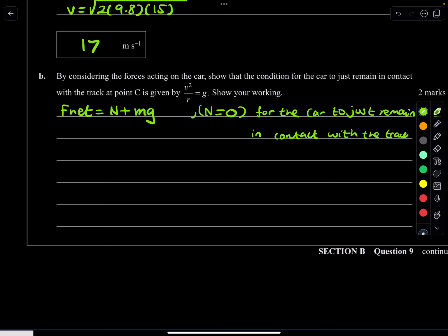Beautiful. Done. So if N is 0, F net, which is pretty much mv squared over r anyway, so mv squared over r, N is 0, so it's mg. The m's cancel out, which gives v squared over r equal to g, and we have proved the formula. Beautiful.